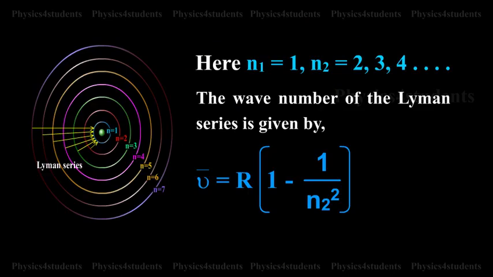Here n1 is equal to 1, n2 is equal to 2, 3, 4 and so on. The wave number of the Lyman series is given by nu bar is equal to R into (1 minus 1 by n2 square).